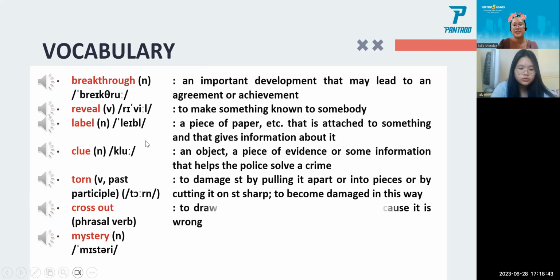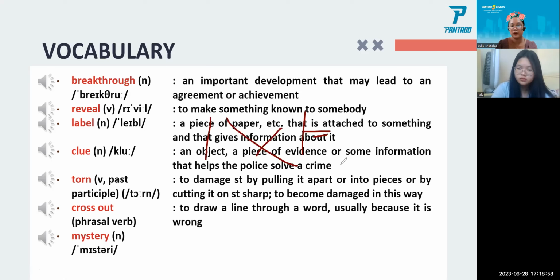Next is cross out. To draw a line through a word, usually because it is wrong. Yes, you know this. For example, 1 times 1 equals 2. This is wrong, right? So we cross out. That is cross out, okay? Another meaning of cross out is that we delete it, or we put a cross on it, because that information is wrong, okay?